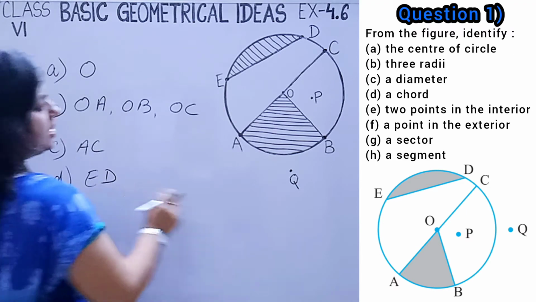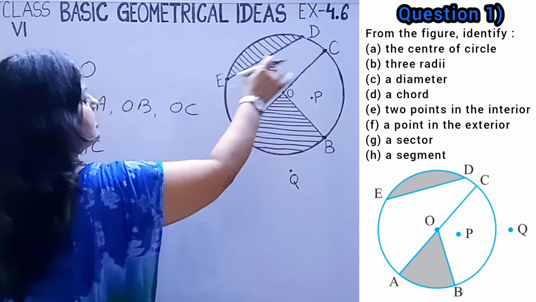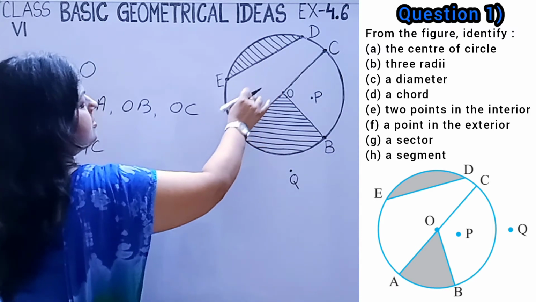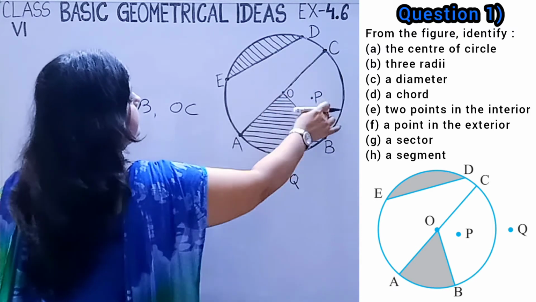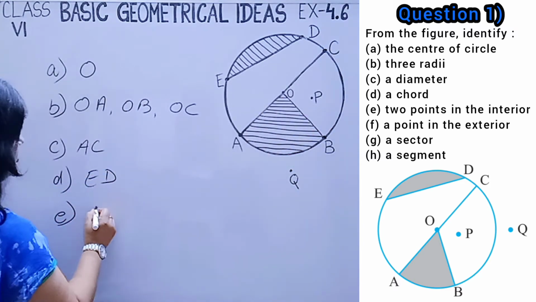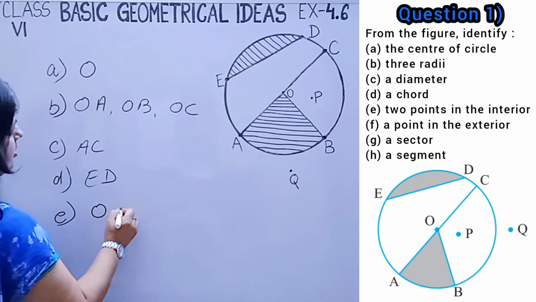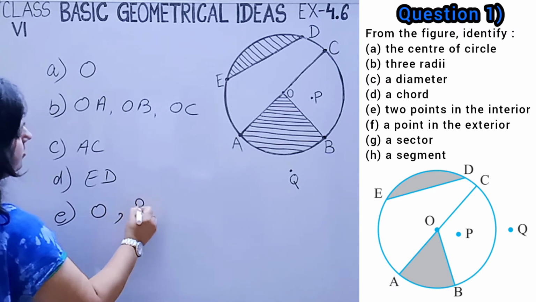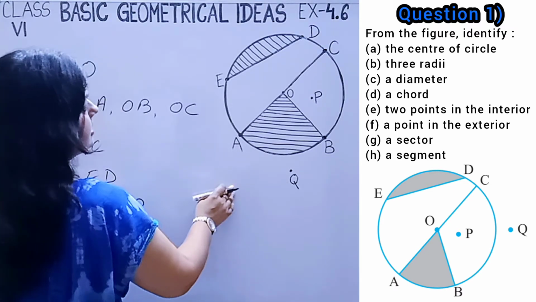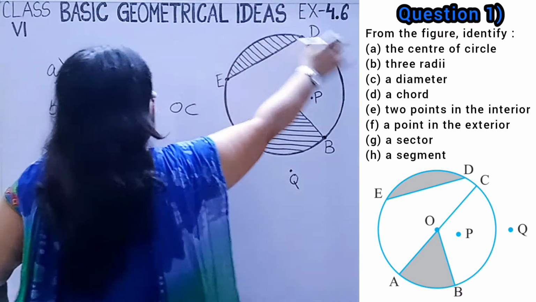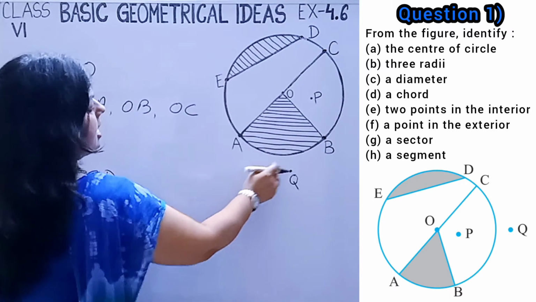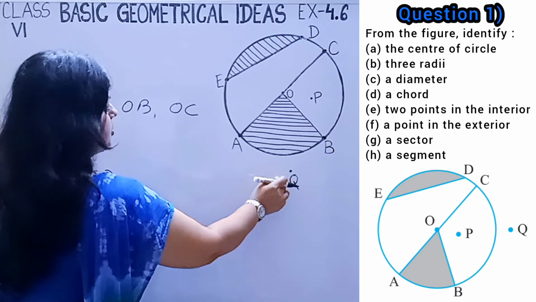Part E, 2 points in the interior. Interior means inside the figure. So here are 2 points which are lying inside here. This is O and one more is P. It means point O and point P. Part F, a point in the exterior. Exterior is outside the figure, and here only Q. Q is lying outside. So point Q.